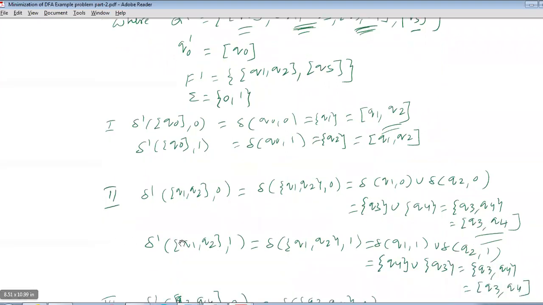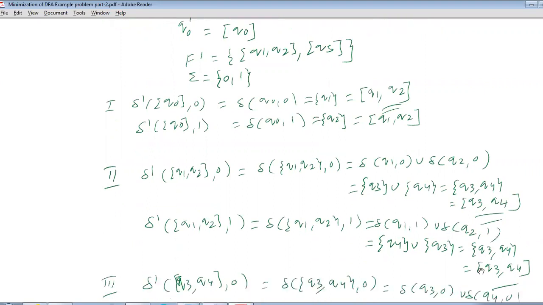Then similarly, delta dash of Q1 Q2 on 1. So you will get here Q4 union Q3. You can change the order. Why? Because our state is Q3 Q4 combination. Here the states are unordered. So P comma Q, Q comma P can be considered as same. So here Q4 Q3, then you can reverse it to Q3 Q4. Why? Because we have the state with Q3 Q4. Therefore, here also we are getting the same state as in Q dash.